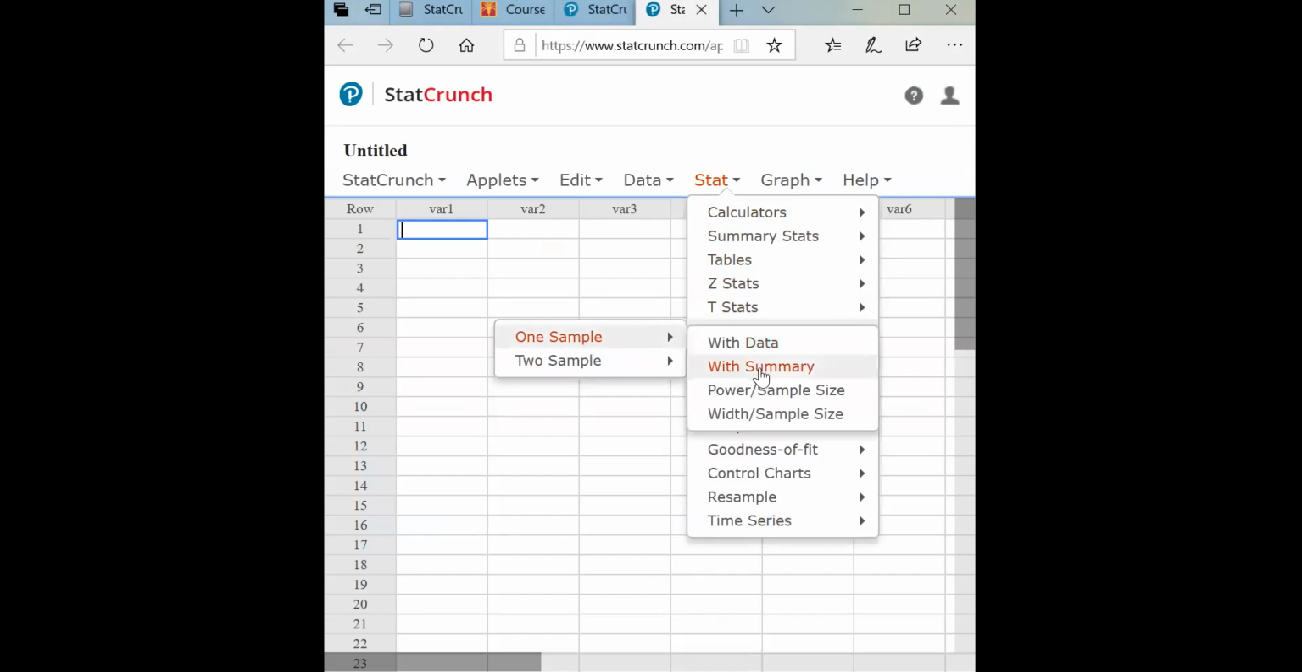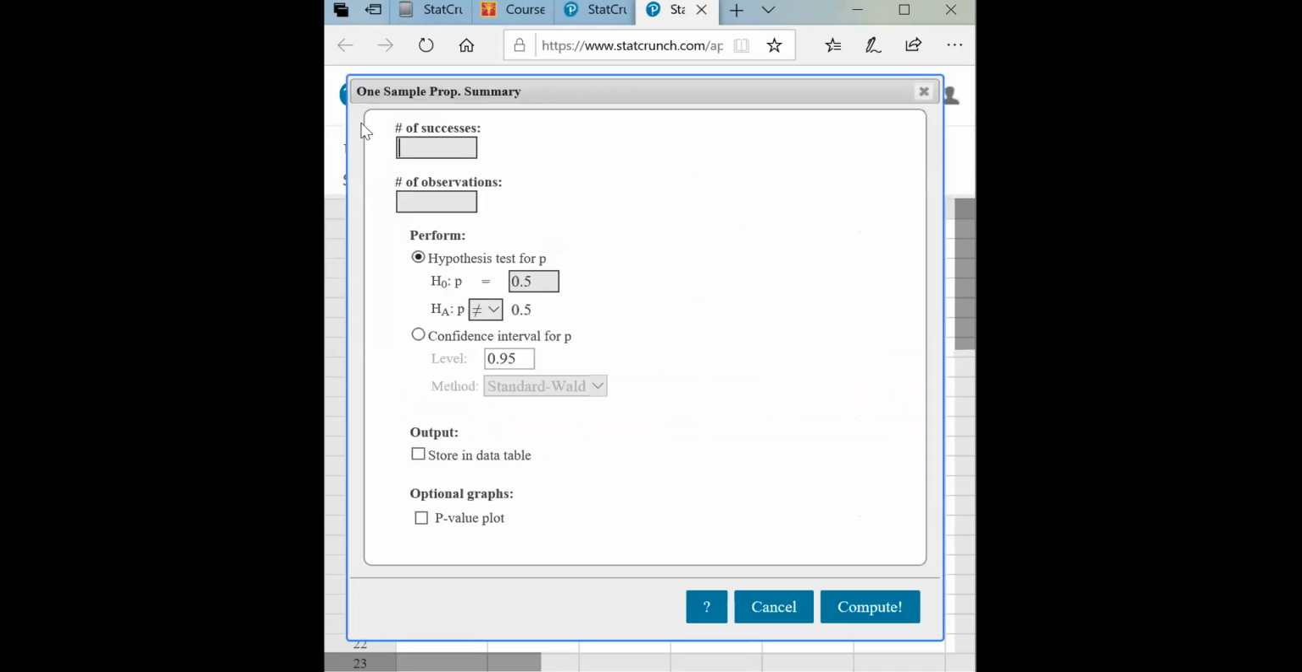And then we have the summary information. We don't have the raw 514 results. So with summary. And then in the problem about the human resource professionals, we were given the percentage, which was 45.9%. So we need to actually turn that into a number of successes. 45.9% is about 236. So we'll say 236 out of the 514 observations.